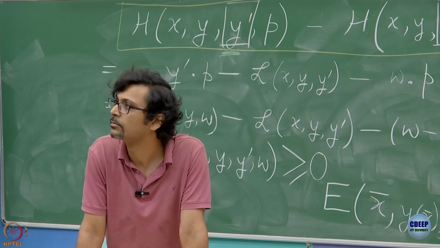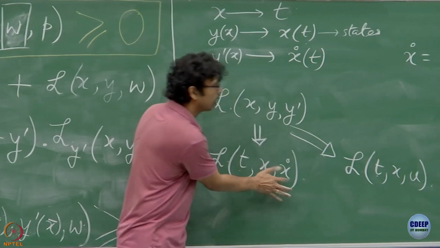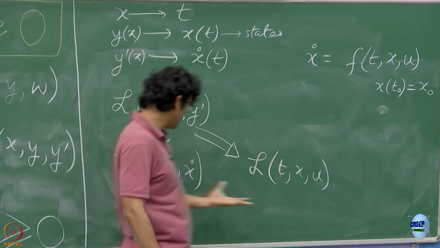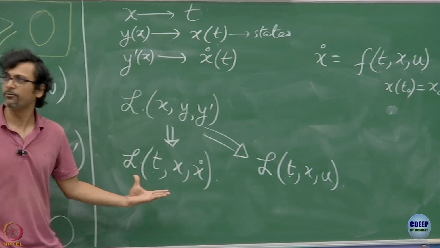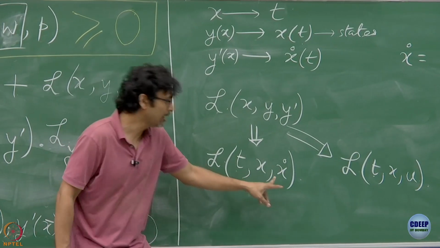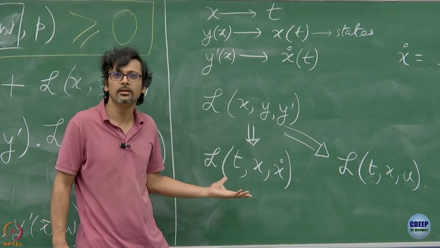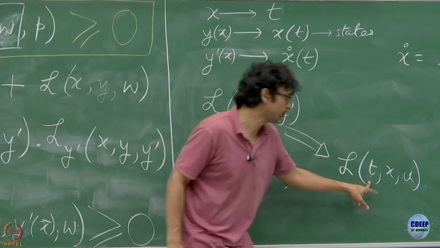Correct. You don't need to actually separate. Excellent. That's exactly the answer. Wherever you have x dot here, substitute f of t comma x comma u. So then again, this becomes further a function of t and x here, and another, this is also dependent on t and x. So it gets absorbed within. So eventually it boils down to just a function of t, x and u.